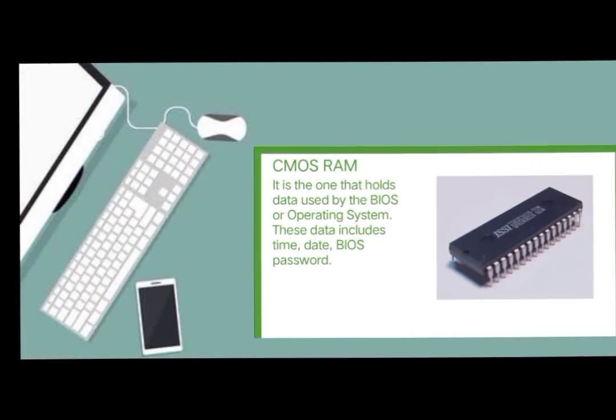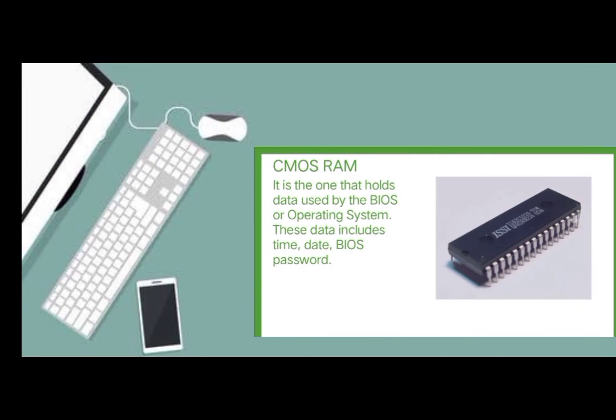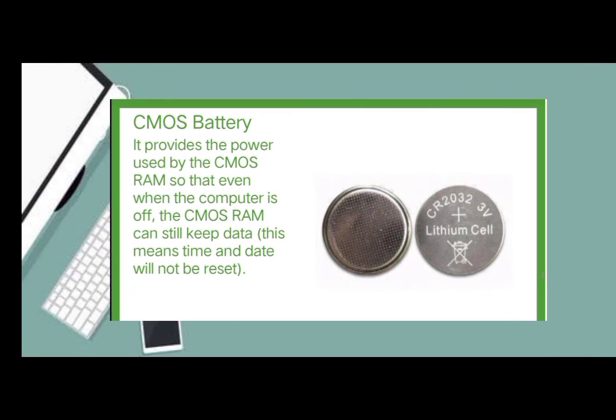The sixth one is the CMOS RAM. CMOS RAM is the one that holds data used by the BIOS chip or operating system. This includes time, date, and BIOS password. The seventh one is the CMOS battery. The CMOS battery provides the power used by the CMOS RAM so that even when the computer is off, the CMOS RAM can still keep data. So this means time and date will not be reset.